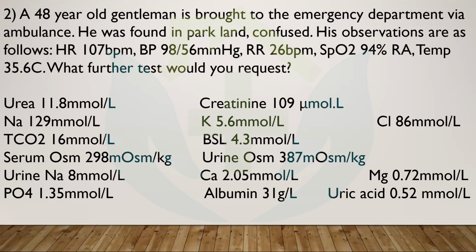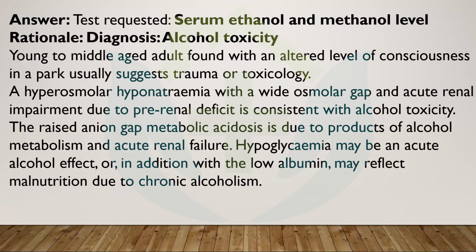If you read the previous question papers of biochemistry, you should have a clue from the history itself. In this case, this patient has alcohol toxicity. He is alcoholic, and the test you will require is serum ethanol and methanol level. Why? This is a young to middle-aged adult found with altered consciousness in a park, usually suggesting trauma or toxicology. There was no history of trauma in this case.